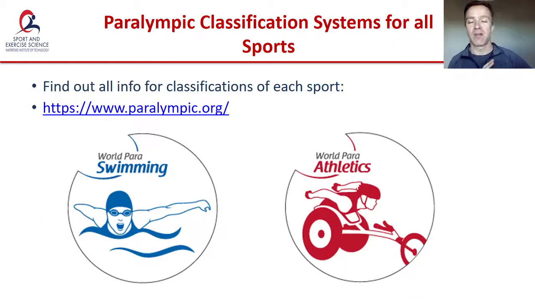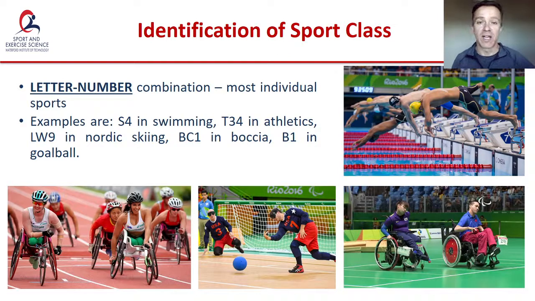We're only skimming the surface of it here. You can find out a lot more about it by going to paralympic.org and looking at the classification info for sports that you might be interested in. Okay, so let's talk about identification of sport classes. There are a couple of different ways in which the sport classes are identified. First of all, we've got a letter and number qualification, and this is done in most individual sports.